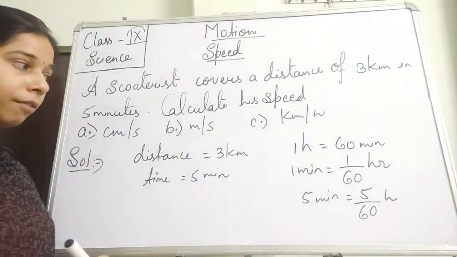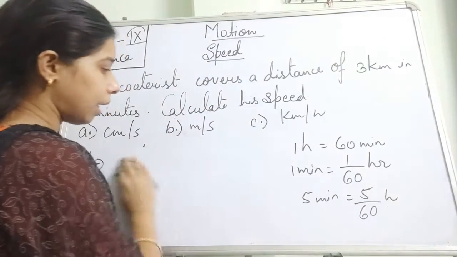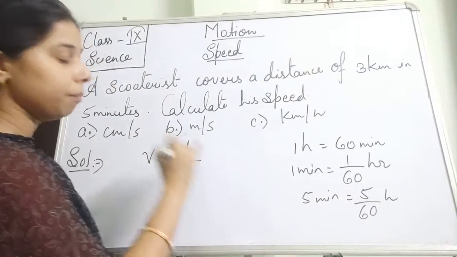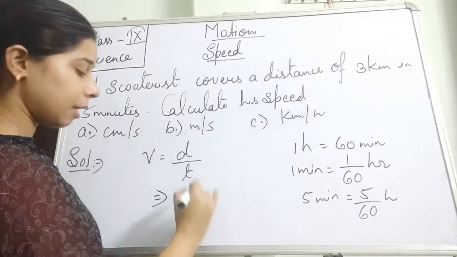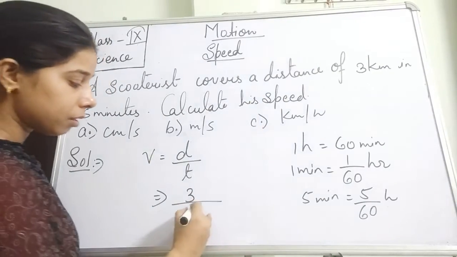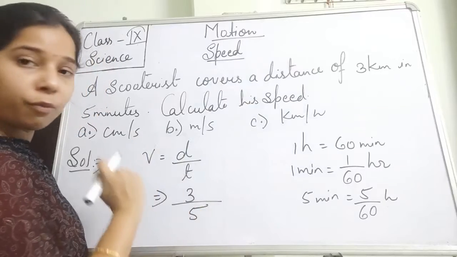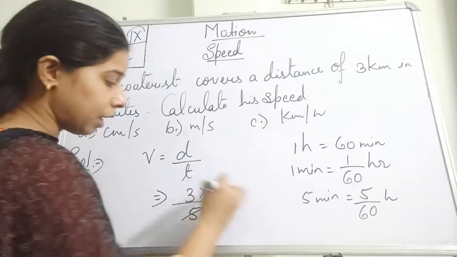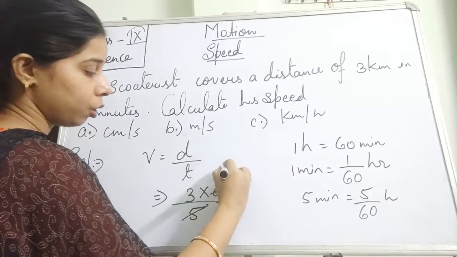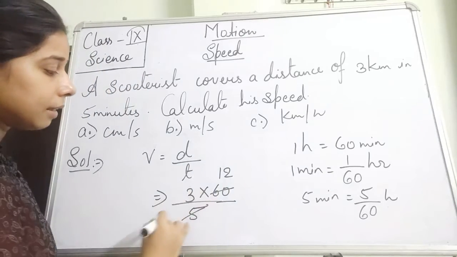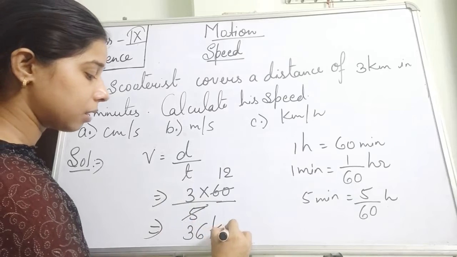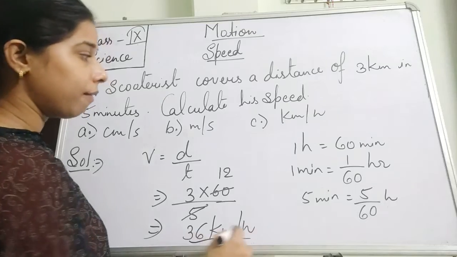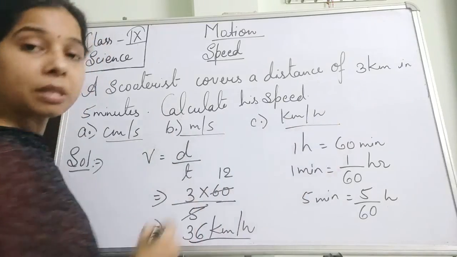Now simply we will put the value here, students. The speed can be calculated as distance upon time. What is the value of the distance? It is the same, that is 3. What is the value of the time? It is 5 by 60. So 60 goes upward into the numerator and it becomes 3 into 60. Now we will cancel it. So the answer that we will get, students, is 36 km per hour. So this is how you will get the value in centimeters per second, meters per second and kilometers per hour, students.